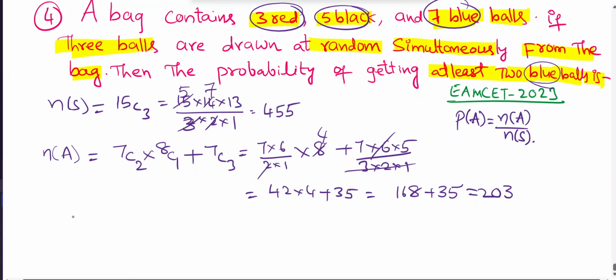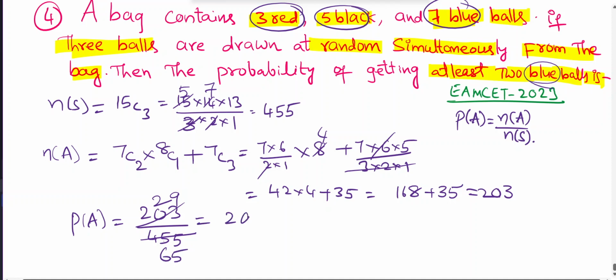Now probability of A, P of A is equal to N of A by N of S. That is 203 by 455. So here 7 cancels. 2 7s are 14, that is 63, 9 7s are 63. Here 6 7s are 42, 35, 5 7s are 35. That is equal to 29 by 65. This is the required answer.